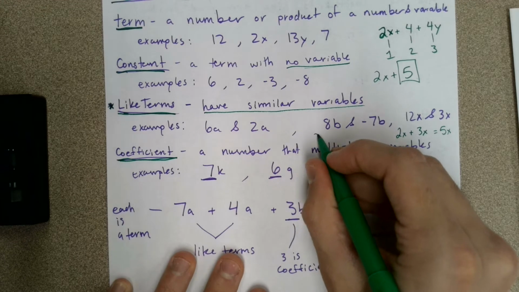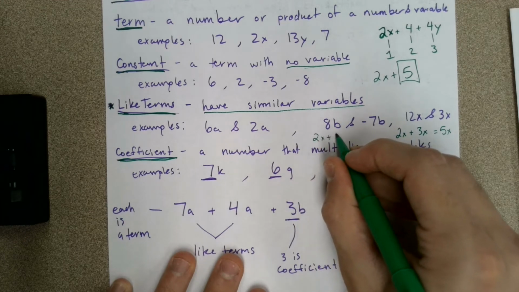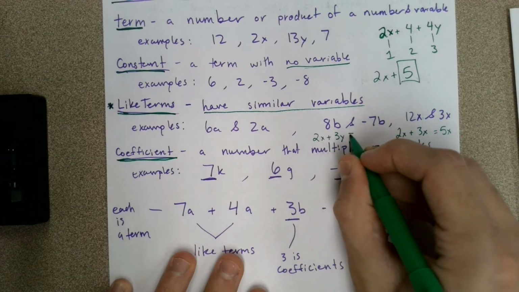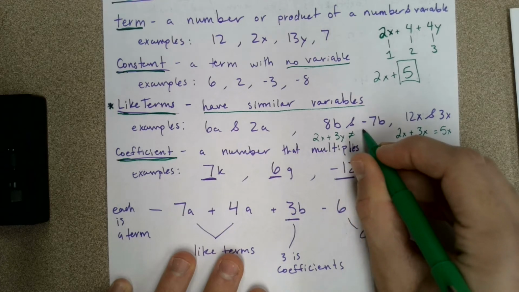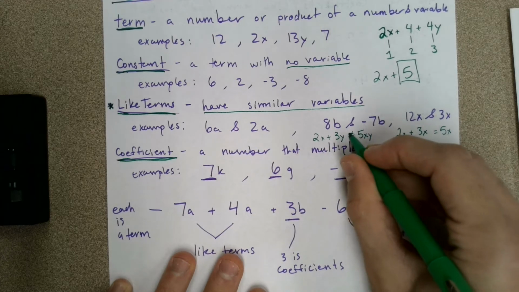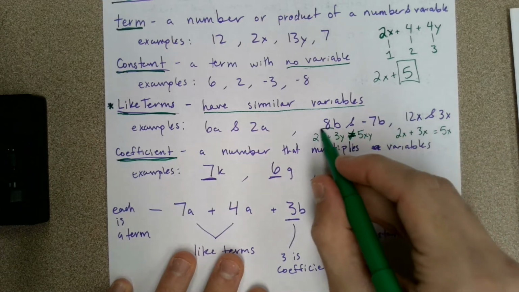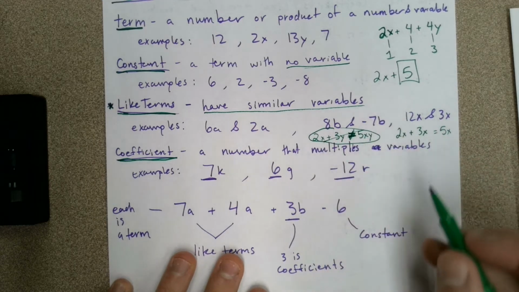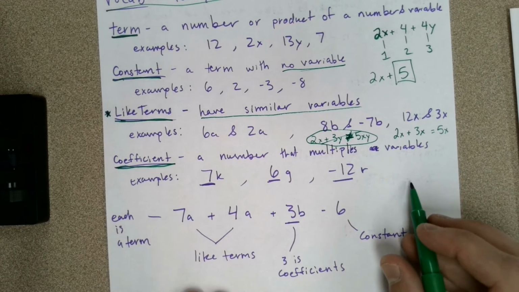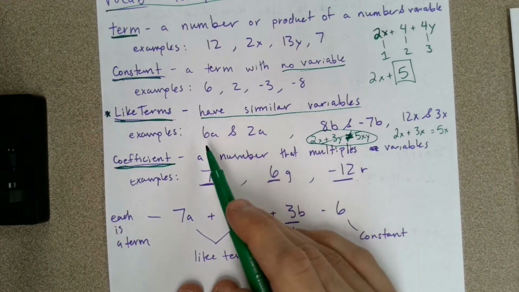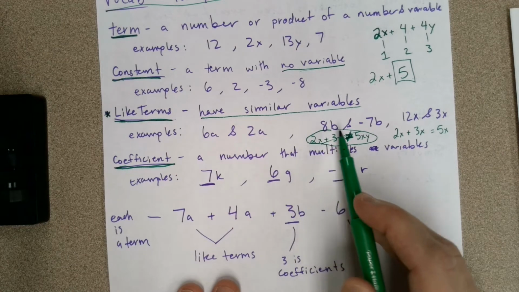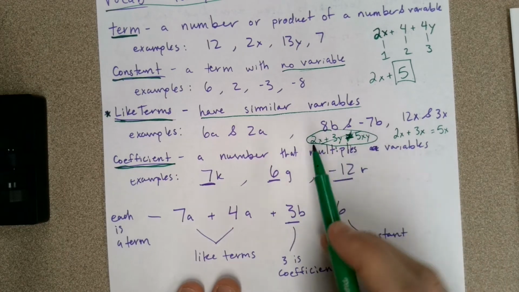But 2x plus 3y does not make 5xy. This means does not. That does not work. Because they're not like terms. Like terms have similar variables, 6a and 2a, 8b and negative 7b. Notice that they're the same.